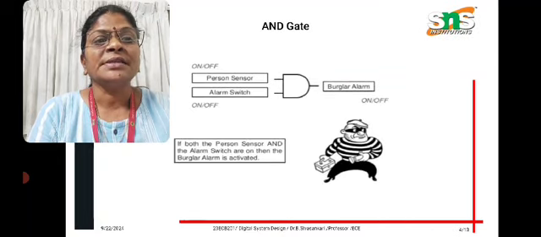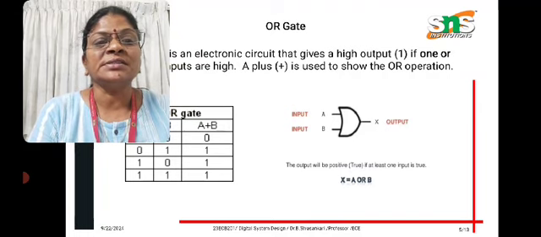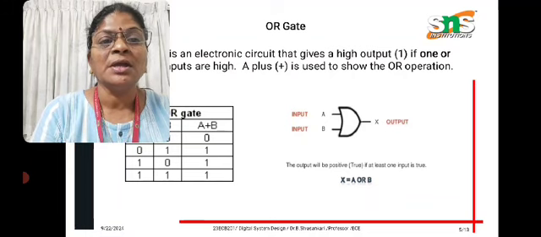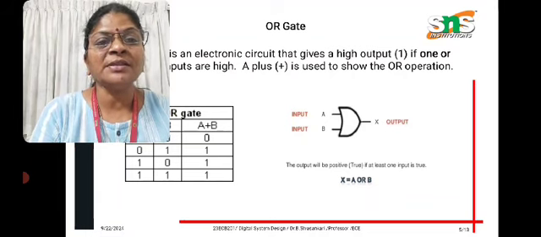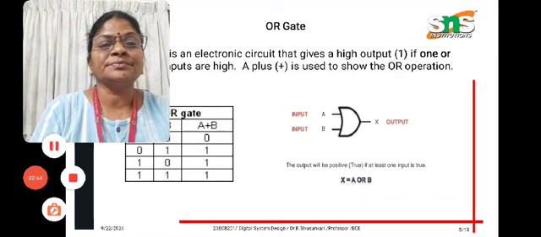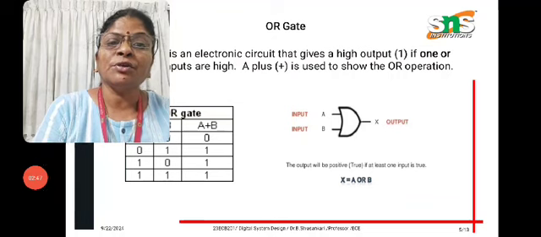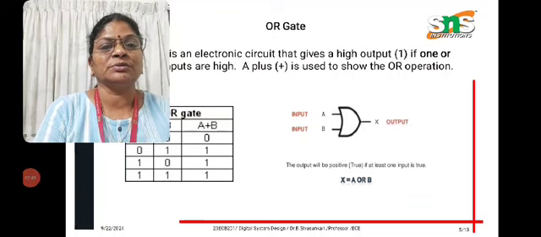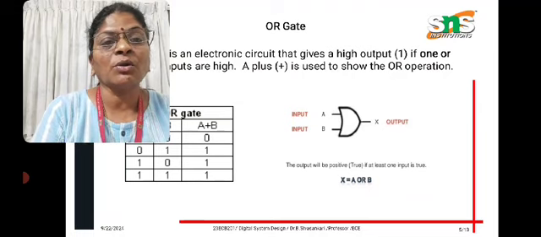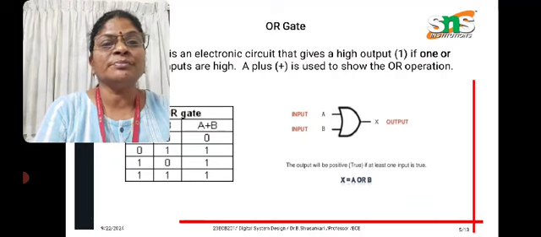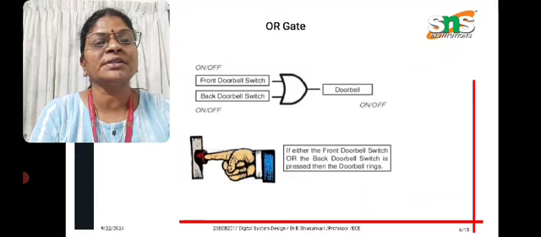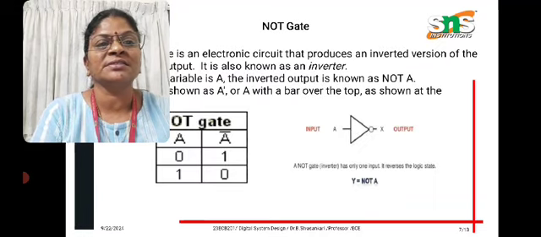Okay. Next, OR gate. In OR gate, if both the inputs are low, your output will be low. If any of your inputs is high, your output will be high. Understood? So it is unlike AND gate. In AND gate, if any of your inputs is low, your output is low, and only if both the inputs are high, your output will be high. But in OR gate, if any of your inputs is high, your output will be high. This is about your OR gate and the symbol of OR gate is like this.